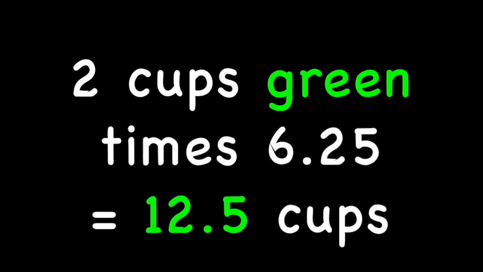In the painter's first batch, he started with 2 cups of green paint. To make a batch of 100 cups, we need to multiply 2 cups of green paint times 6.25. That means the painter will need 12.5 cups of green paint to make a batch of 100 cups. And finally, that brings us to the amount of white paint.